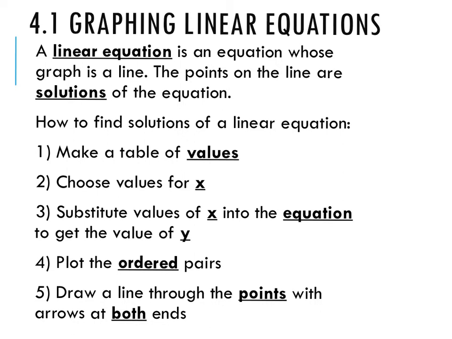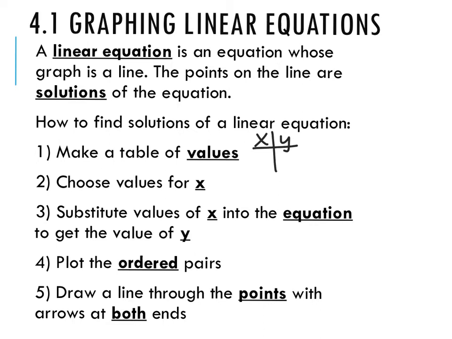A linear equation is an equation whose graph is a line. Those points that are on the line are called solutions of the equation. To find out the solutions of a linear equation, we need to make a table of values. Now, a table of values is just going to look like that, X and Y. Sometimes you guys call it T-tables. So you're just going to make a table like that.